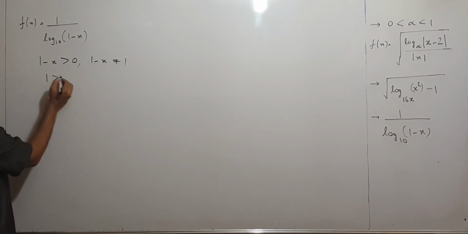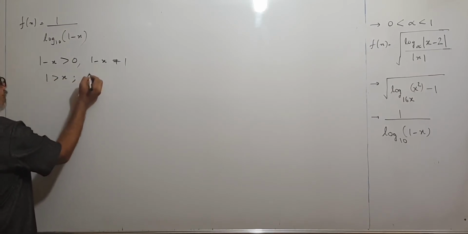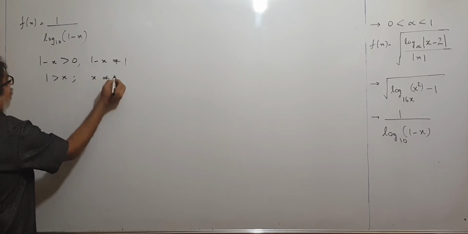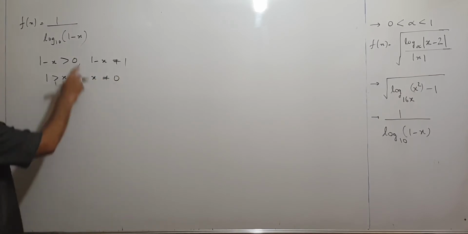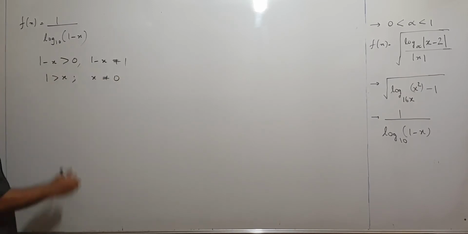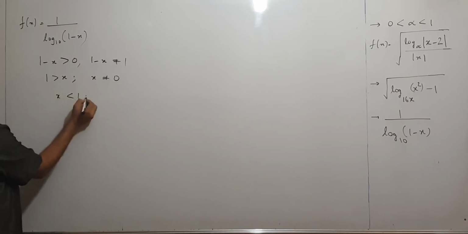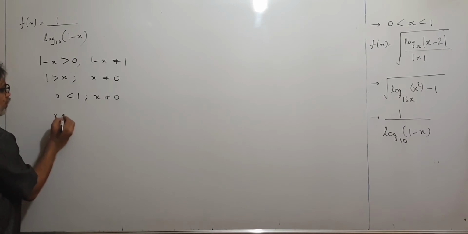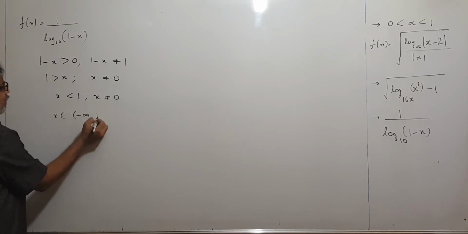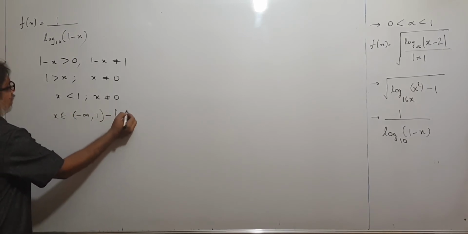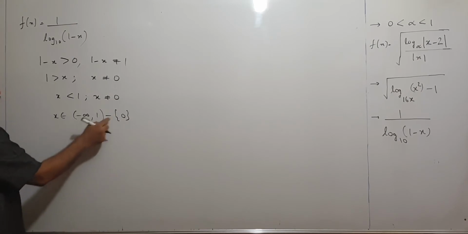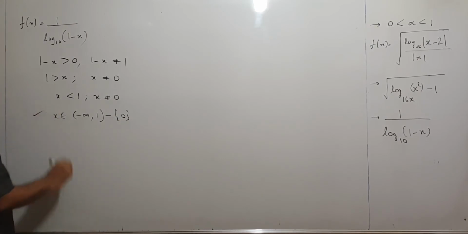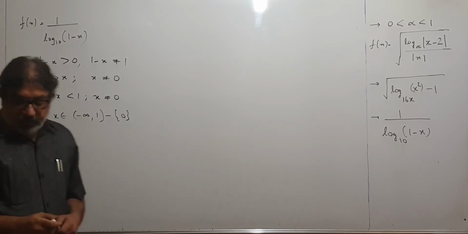So that means 1 > x, and 1 and 1 cancel out, x not 0. Yes, because if x is 0, it will become log 1. So x is less than 1, but x should not be 0. So x belongs to (-∞, 1) minus {0}, because in this range 0 also will come. So this is one answer. Please pause and copy, children.